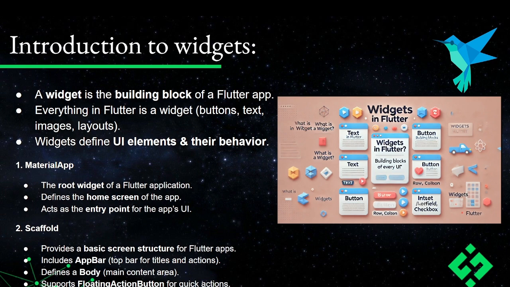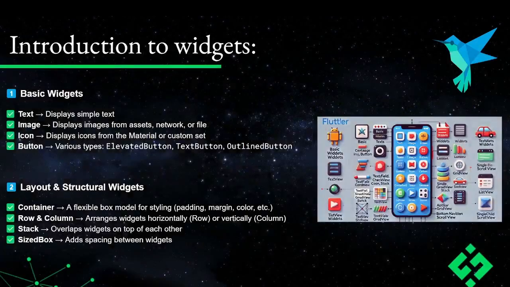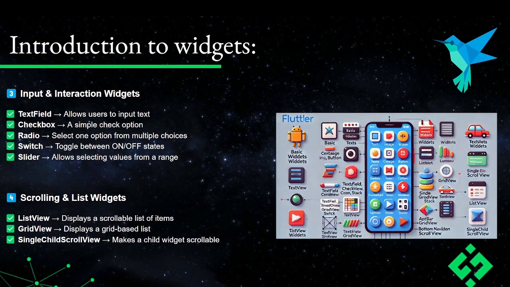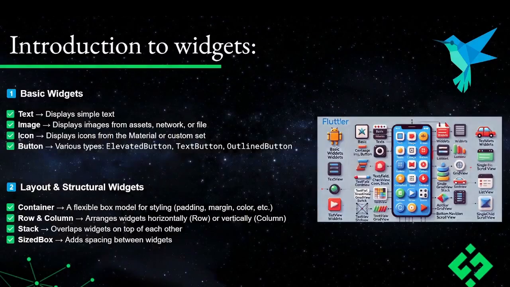Now we will move towards the other widgets that we will create inside the Scaffold. I have segregated the widgets into multiple types. The first is basic widgets. The second one is layout and structural widgets. The third one is input and interaction. The fourth one is scrolling and list view. For better understanding, I have segregated these widgets under different headings, and one by one we will implement them in our code.